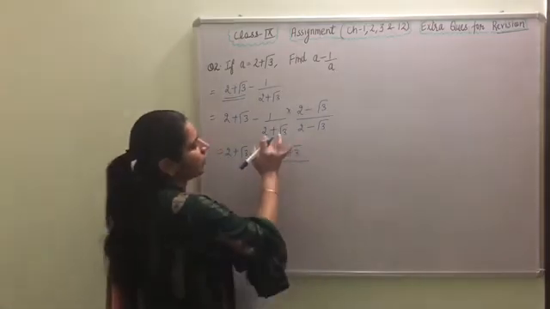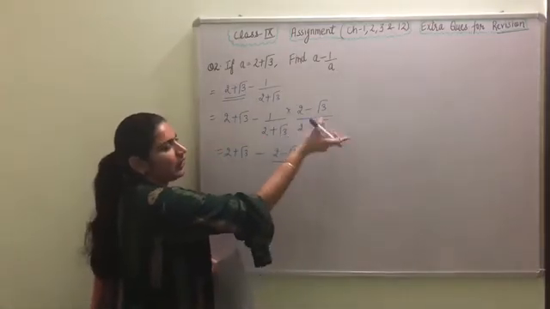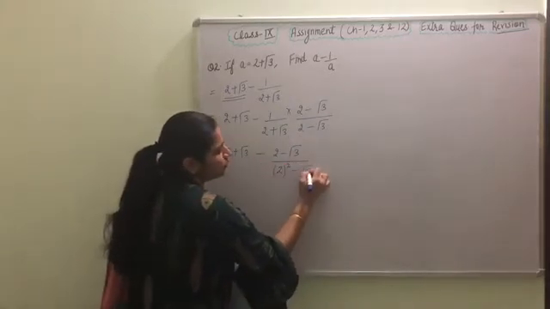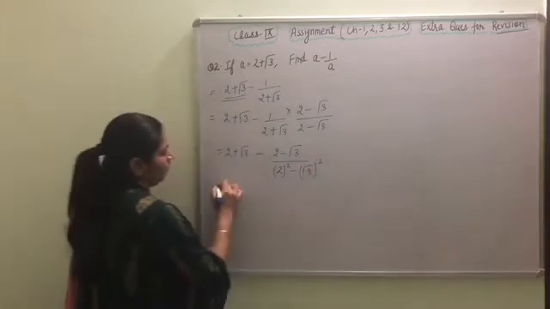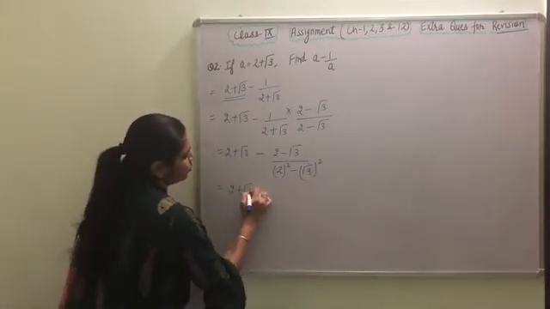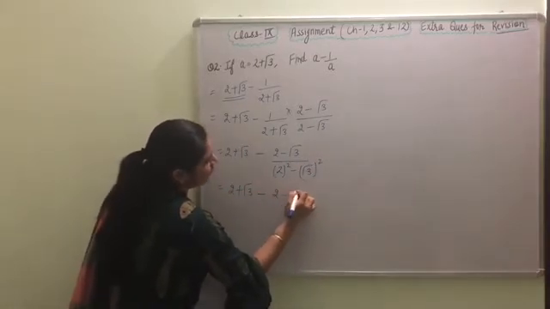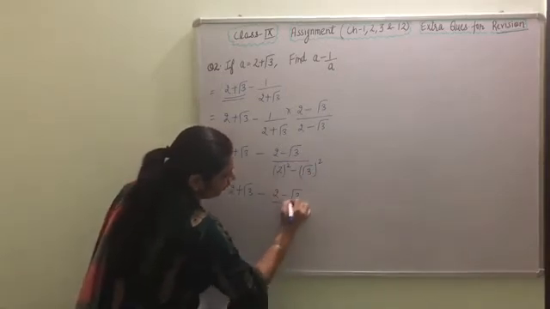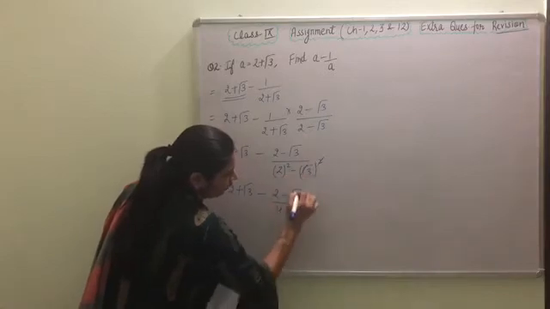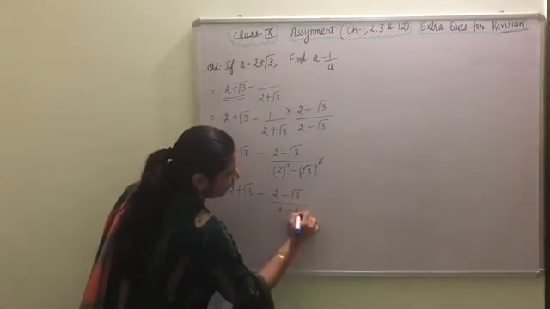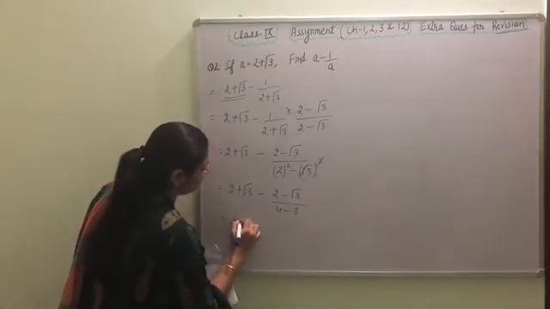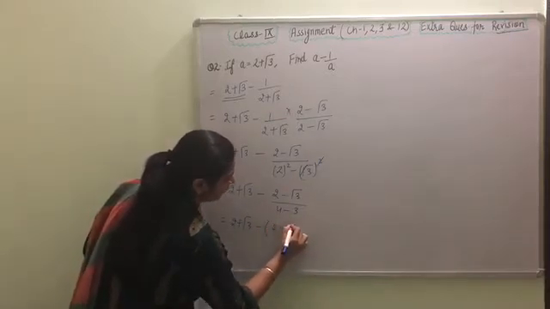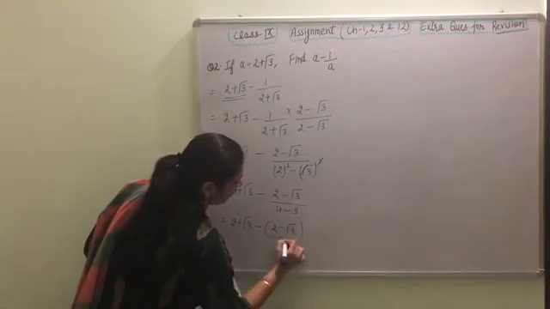If you want to write a plus b, a minus b, a square minus b square, so 2 square minus root 3 square, which is equal to 2 plus root 3 minus, 2 minus root 3 divided by 4. 2 square is 4 and root 3 square, root and square will be cancelled. 4 minus 3 is equal to 1. 2 plus root 3 minus, negative sign is there, 2 minus root 3 divided by 1.